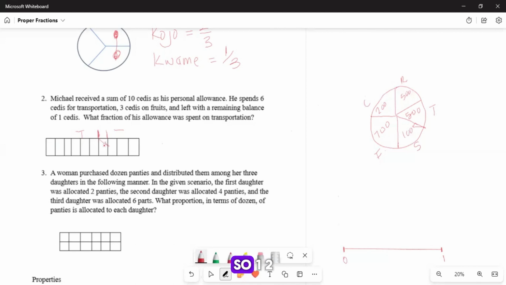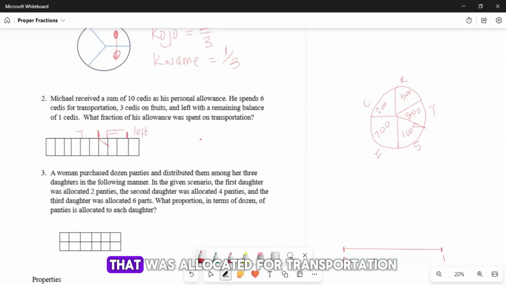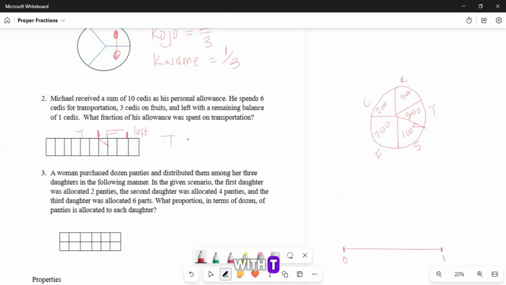Then, okay, so 1, 2, 3. They will land here. So that is for the fruits. And 1 cedi was left. If you want to find the fraction that was allocated for transportation, which has been represented with T, then the fraction of the money spent on transportation is going to be 6 divided by 10.